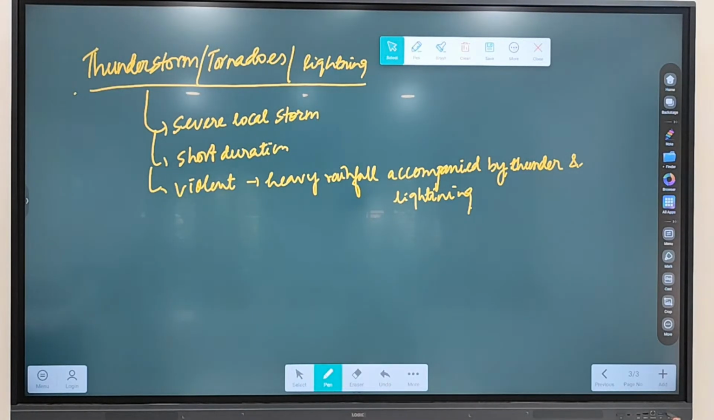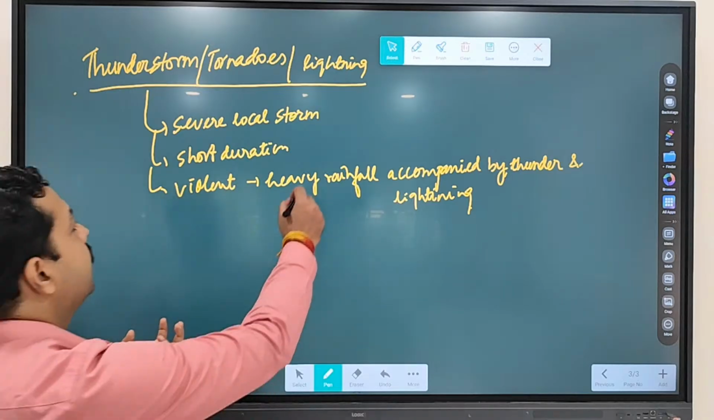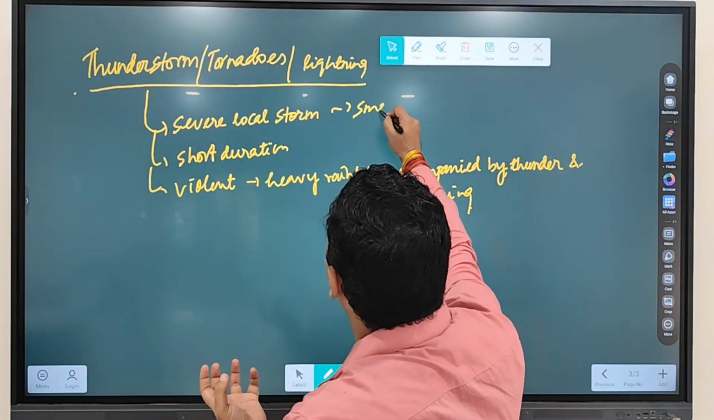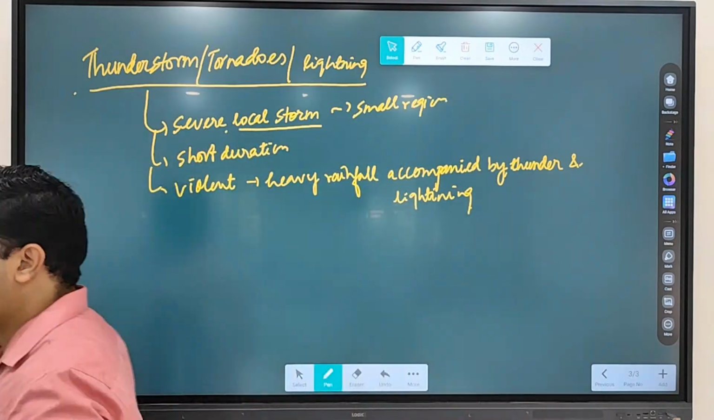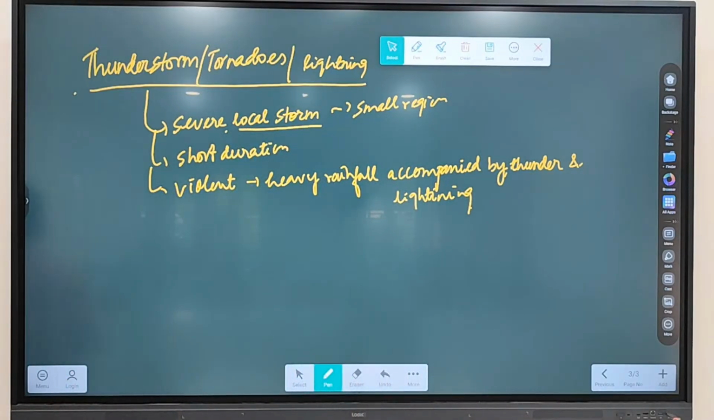Clear? So thunderstorms are which type of storm? Local storms, meaning they are not across a very wide area. These are concentrated in a small region. That's why we are writing it as a local storm, and these cause heavy rainfall accompanied by thunder and lightning, and this rainfall is of short duration, not for long durations. Fine.